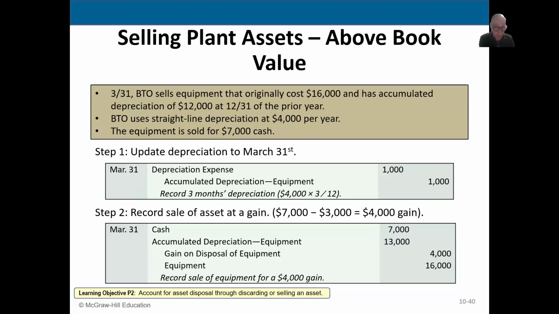Okay, here's how it works. Update the depreciation just like before, and then we record the sale at a gain. Debit cash, $7,000, because that's what we received. We debit accumulated depreciation, 13,000. We credit gain on disposal of equipment, 4,000. We credit equipment, 16,000.